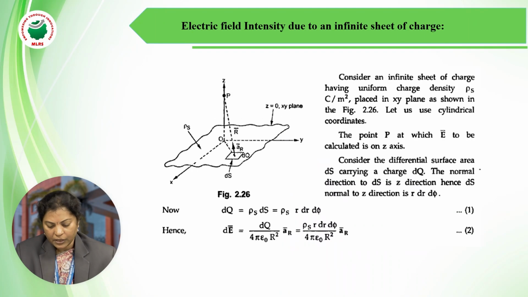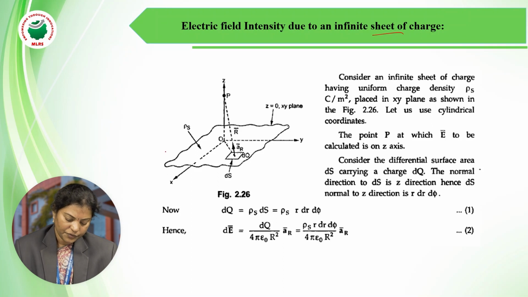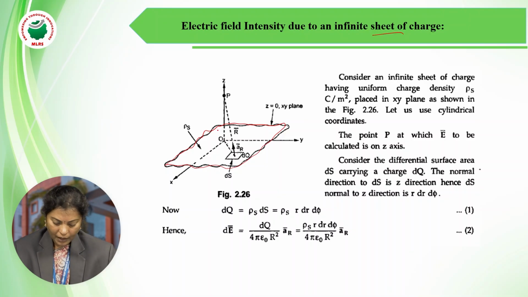So next, coming to the electric field intensity due to infinite sheet of charge. For that I am considering one sheet of charge which is having uniform charge density rho s, that is rho s coulomb per meter square, placed in a xy plane. So this is the sheet of charge I am keeping in a xy plane. So xy plane is nothing but z equal to 0 plane. So the point P is where the electric field intensity I need to calculate.